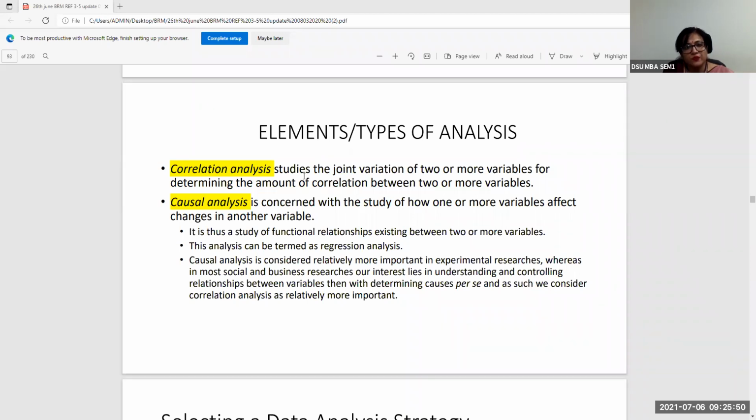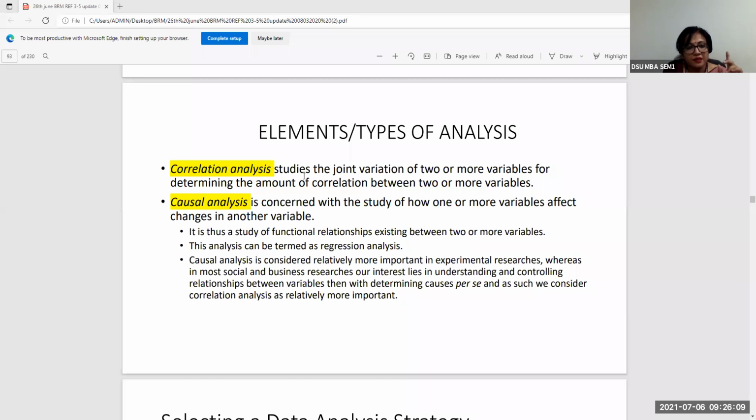So you need to understand whether something is related to something. Does income affect people's buying behavior? Does the qualification of people affect the kind of job aspirations that they have? So these are correlational analyses that you can do to find out if some variable is actually correlated with something else.